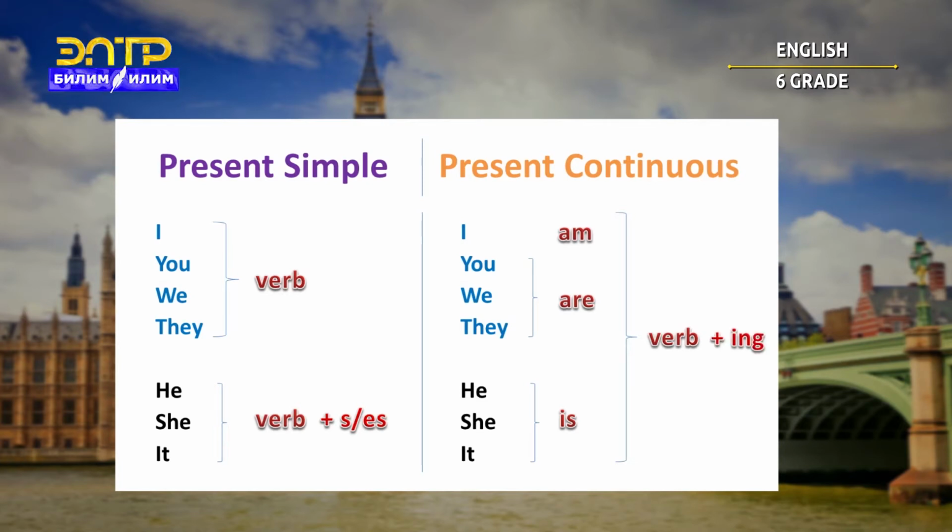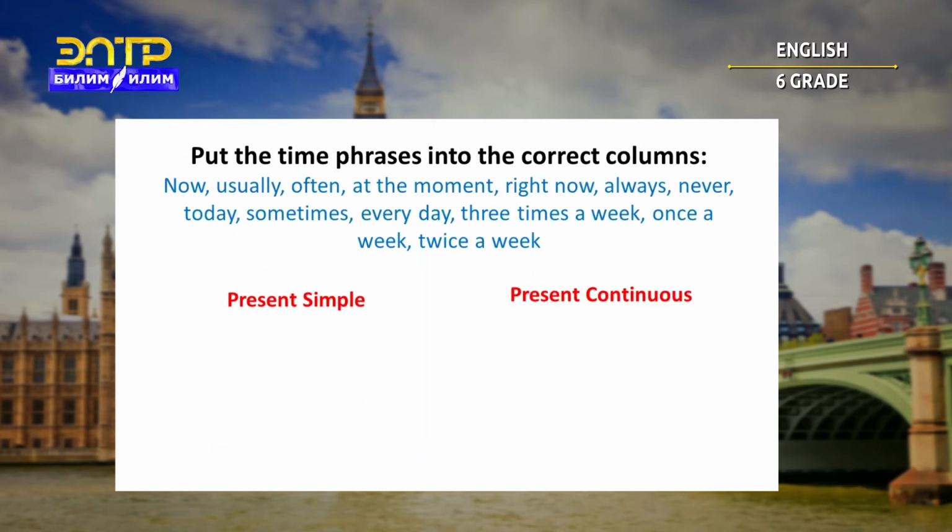Now students, read the time phrases and put them into the correct columns. For example, now, this is present continuous. And usually, this is present simple.